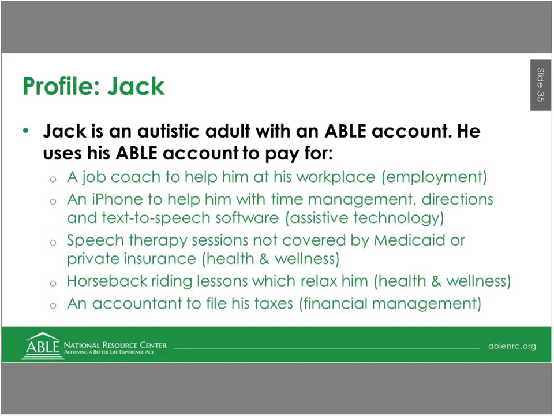Let's talk about Jack a little bit. Jack is an autistic adult with an ABLE account. He plans to use the funds in his ABLE account for, number one, a job coach to help him at his workplace, so employment; an iPhone to help him with time management, directions, and text-to-speech software, assistive technology; speech therapy sessions not covered by Medicaid or private insurance, health and wellness; horseback riding lessons which relax him, health and wellness; and an accountant to help him file his taxes and manage his money, financial management.